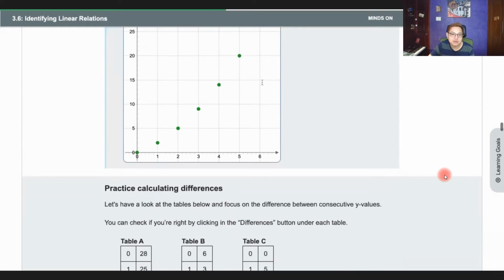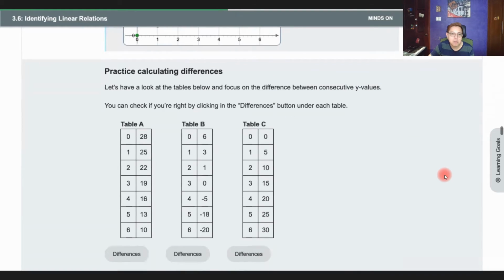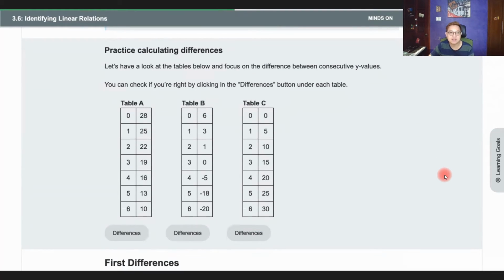The data shows a. Okay. Practice calculating differences. Linear relation. Let's have a look at the table below and focus on the difference between the consecutive y values. You can check if you're right by clicking on the differences button under each table.